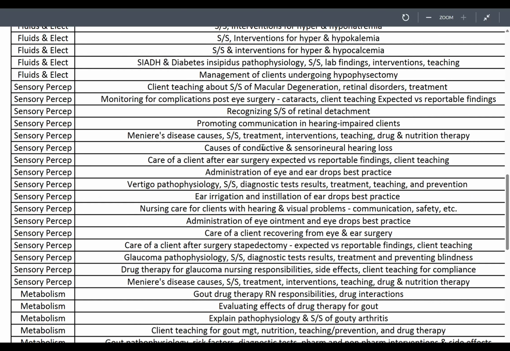Causes of conductive versus sensory hearing loss. I think this is a select all that apply, so you pick which ones will cause conductive, or it could also be sensory neural. And then ear surgery. I can't remember which disorder, but just like cataract, wherein only cataract has the pre and post-op care teaching, same thing also. I think it's either stapedectomy or mastoidectomy. So that's where you'll find the teachings for ear surgery.